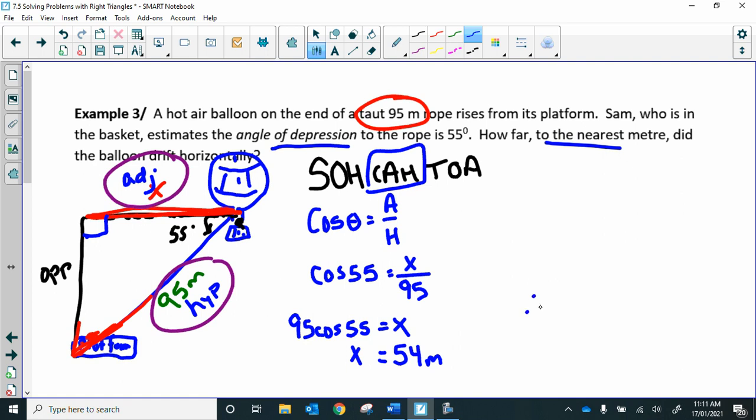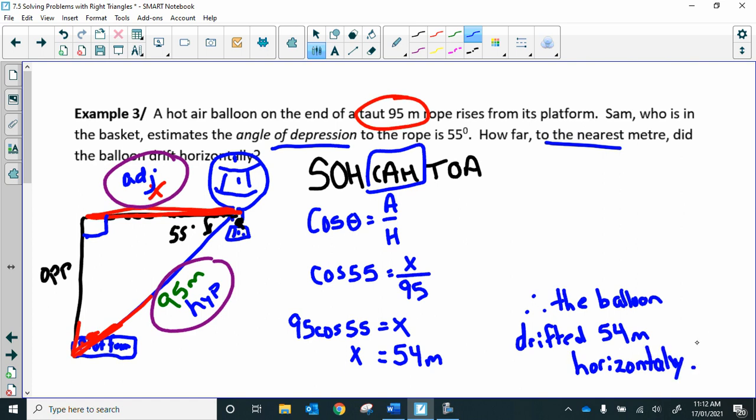And it's a word problem, so I'm going to have a therefore statement. So I'm just going to read the question again. How far did it drift horizontally? Therefore, the balloon drifted 54 meters horizontally. I always take a minute and just reread the question just to make sure that I'm answering it properly.